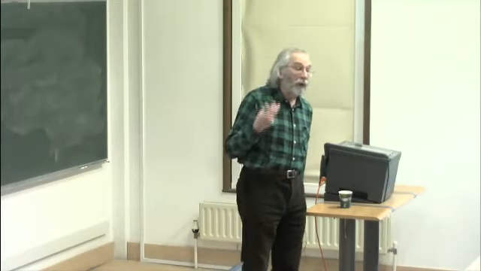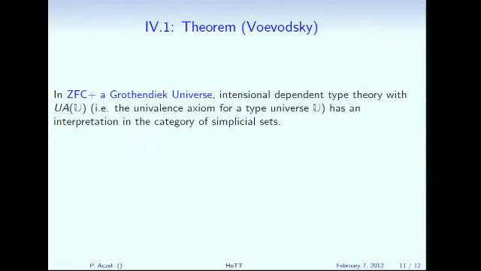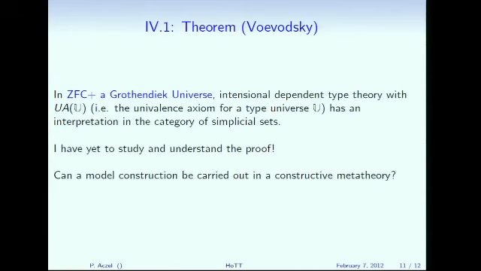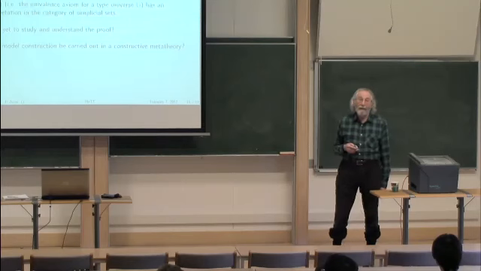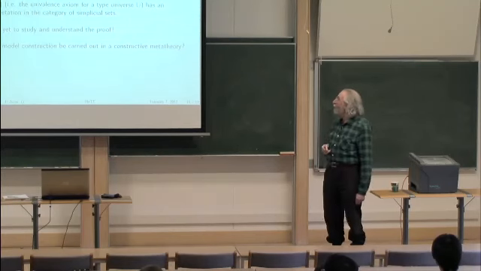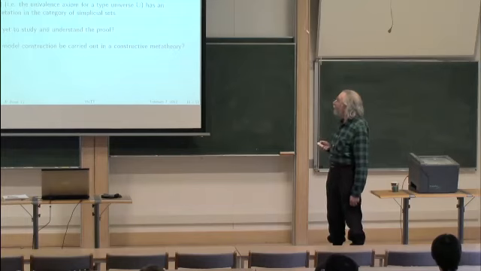In type theory, there is a notion of universe one can have. Okay, so I'm hoping to understand the proof, but it does require me to learn more homotopy theory than I've done so far. Here's a question that would interest me a lot. Can a model construction be carried out in a constructive metatheory? I feel it ought to be possible, but at the moment I've no idea.